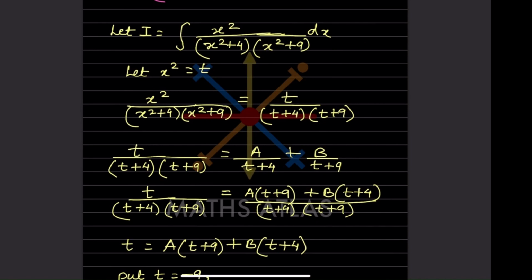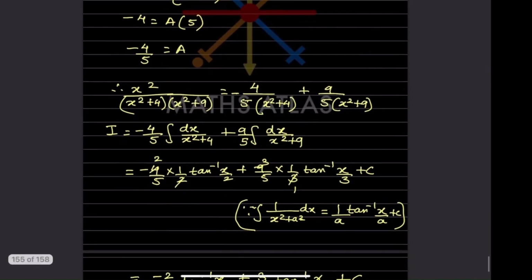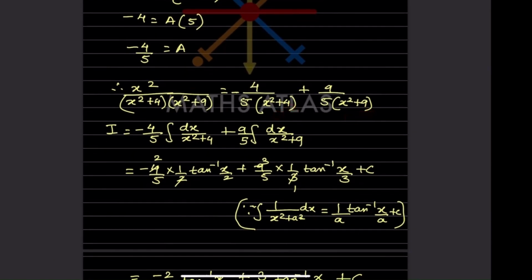Because why did we directly put over here? Because we had considered this t as x square. So we directly wrote over here x square. Hope you got this. You can just scroll and see. So now, this part, see here, we will just take minus 4 by 5 outside the integration sign, integration of dx divided by x square plus 4, plus this 9 by 5 outside the integral, that will be dx divided by x square plus 9.